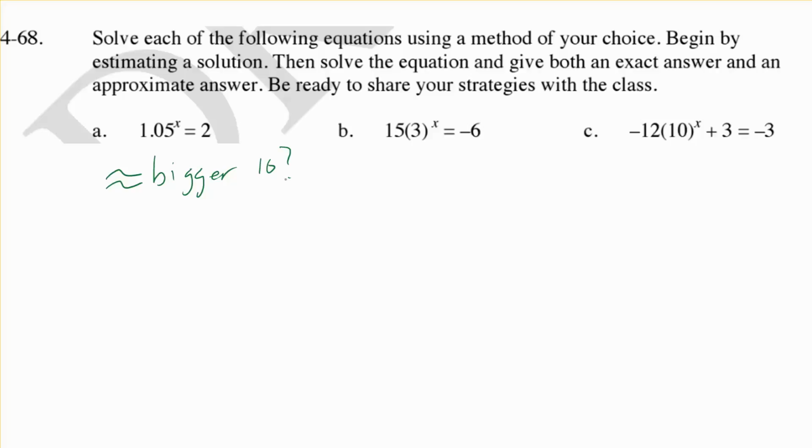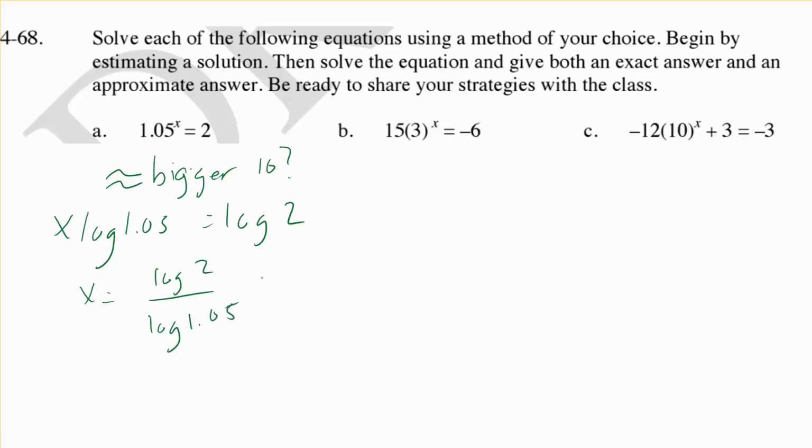I am going to use, let's take the log of both sides. Log of 1.05 to the x equals log of 2. Power property puts the x in front. And then I can just divide. x equals log of 2 divided by the log of 1.05. And that button I can press. 14.207. So, bigger than 10? Not bad.